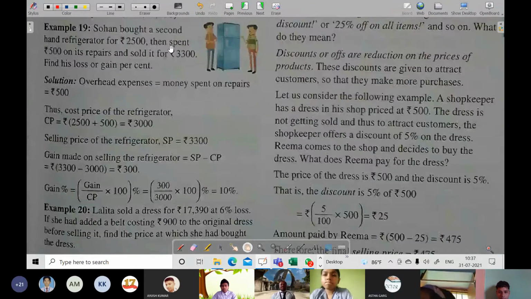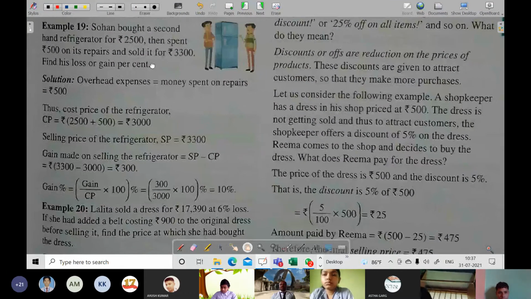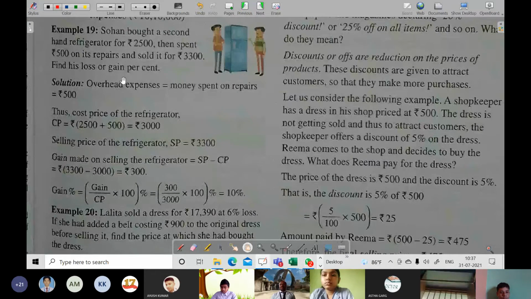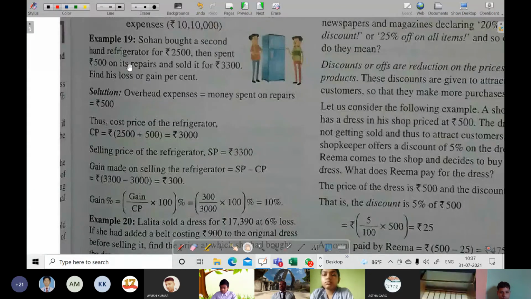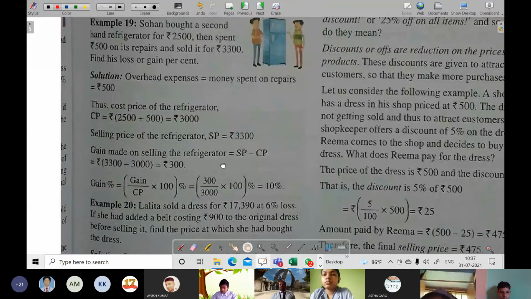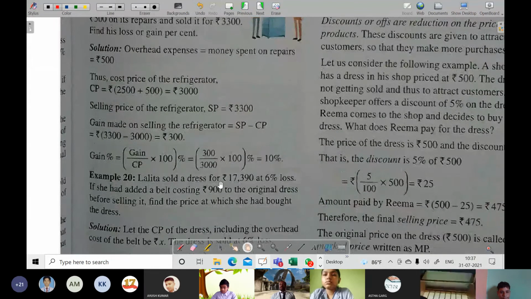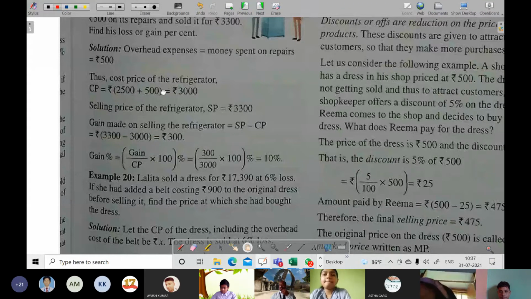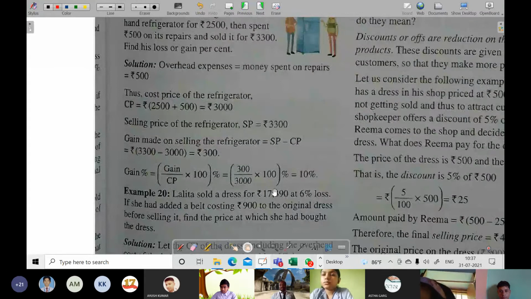So now here it has been said Sohan bought a second hand refrigerator for rupees 2,500, then spent rupees 500 on its repair and sold it for rupees 3,300. Find his loss or gain percent. So 2,500 he has, and 500 he had spent on its repairing. So the actual cost price becomes 3,000 and selling price is 3,300. So gain is equal to SP minus CP, that is 300, and gain percent becomes gain by CP. And CP is the actual CP, including the repairing cost, that is 10% gain.